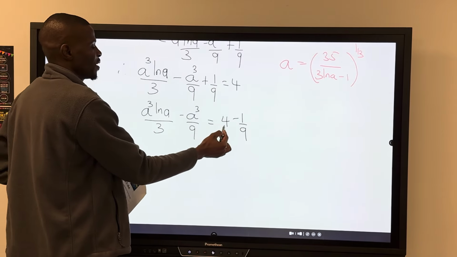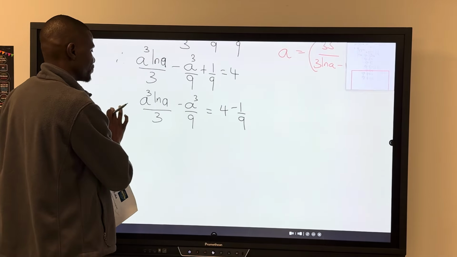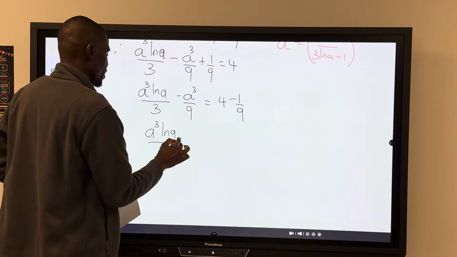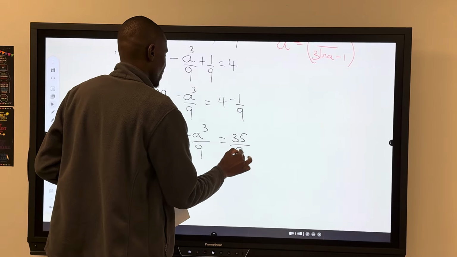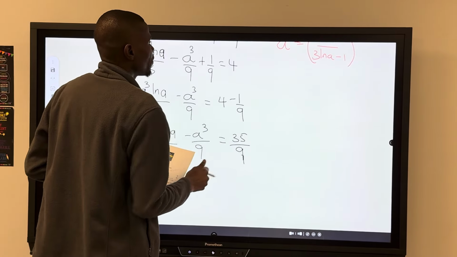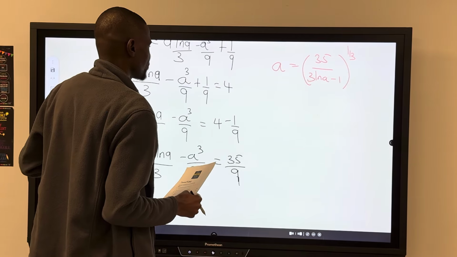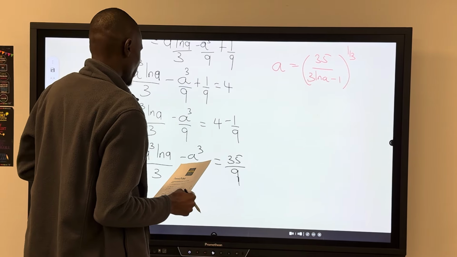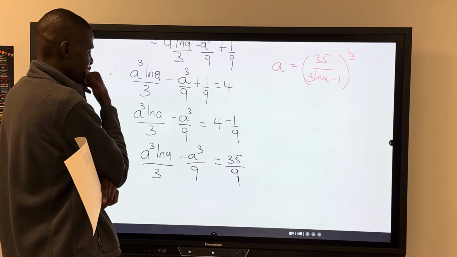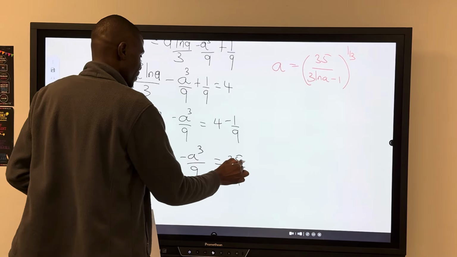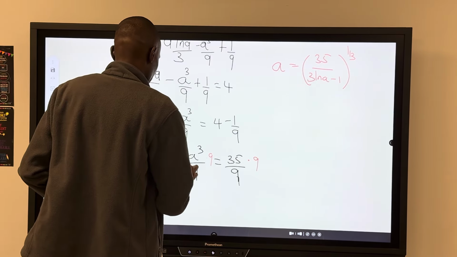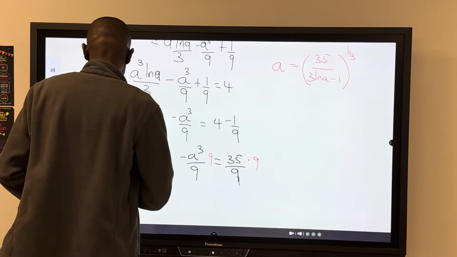So 9 times 4, that's 36 minus 1 is 35, right? So it's going to be a cubed natural log of a over 3 minus a cubed over 9 equal to 35 over 9, right? So if we go back to the question, we now have a 35 and so forth. So what we are going to do is multiply everything by 9, right? You multiply by 9 here, and by 9 here, and we are going to multiply by 9 here, right?